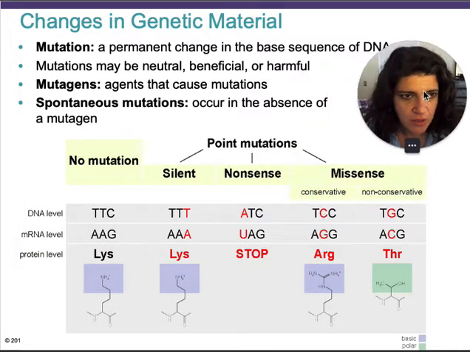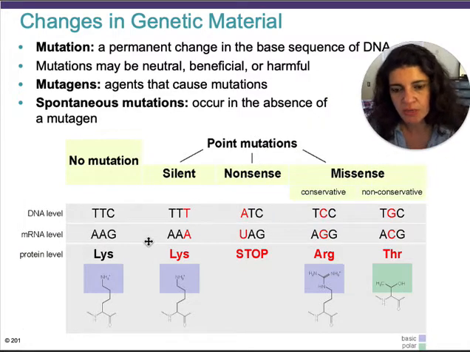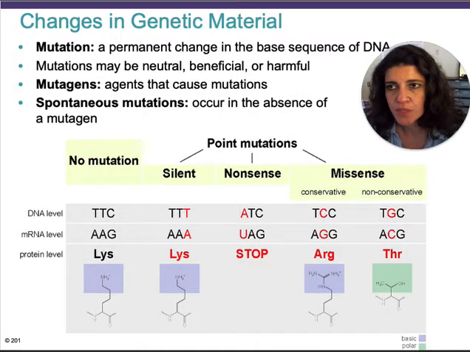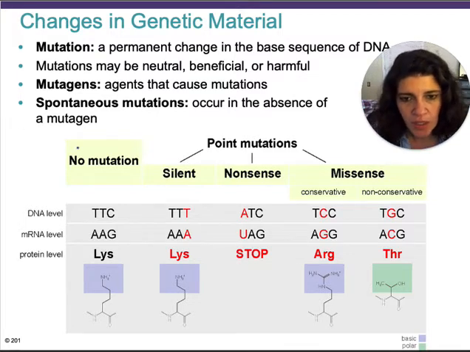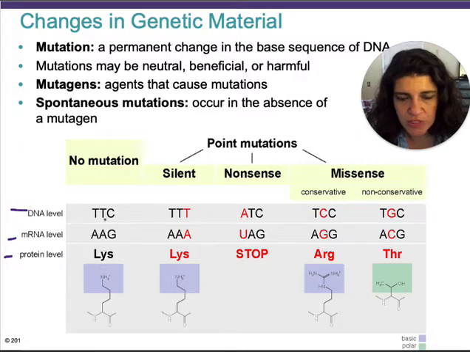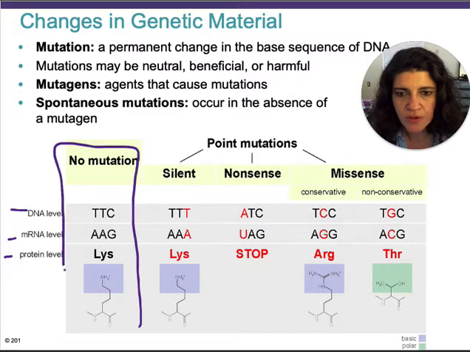And I found this very easy to follow diagram that talks about all the types of mutations. So let's look at them here. This is the DNA level, mRNA level, and protein level, right? DNA, RNA, and then protein. This is the one with no mutation. So the DNA of this organism has a lysine.